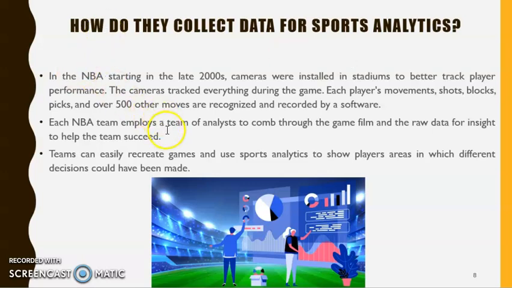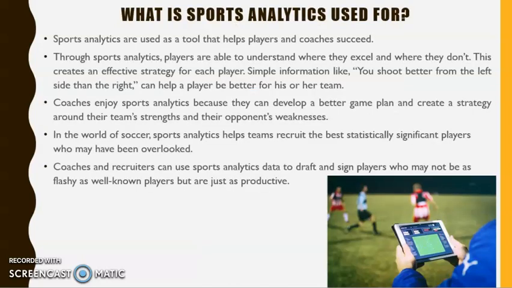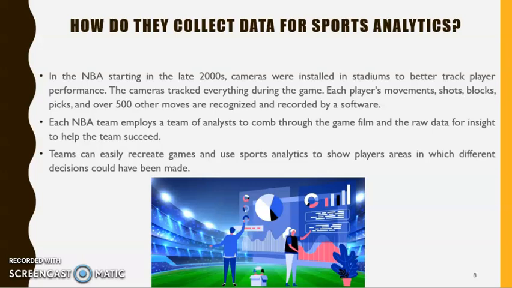Each NBA team employs a team of analysts. So again, you can see the changes happen because of data analytics, because of informatics, to the structure of a sport. We just talked about the people who used to give consultancy regarding hiring players, but now they are doing much of the job based on some indexes like this one that we checked together, OBP. And the other one is the fact that they employ analysts to help them with this huge amount of data, 500 categories of data. And teams can easily recreate games and use sports analytics to show players areas in which different decisions could have been made.